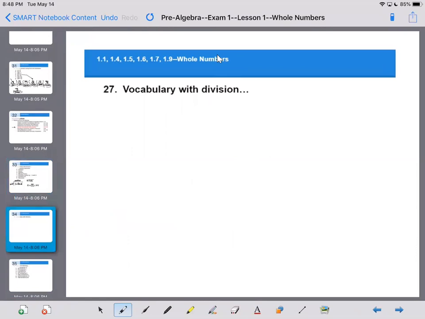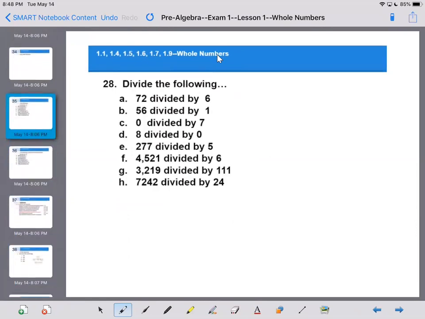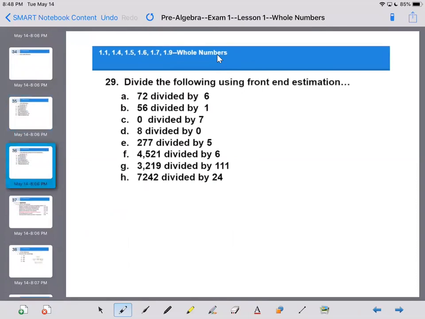All right, so let's look at if we're going to divide using front-end estimation. Well, this is 72 divided by 6. Well, we could say 72 divided by 8. I'm just rounding the 6 up a little bit to the 8, so we would say that's approximately 9. And when we think about what is 72 divided by 6, it's actually 12, but using the estimation, I just used something, this 8, that I knew would divide 72 evenly.